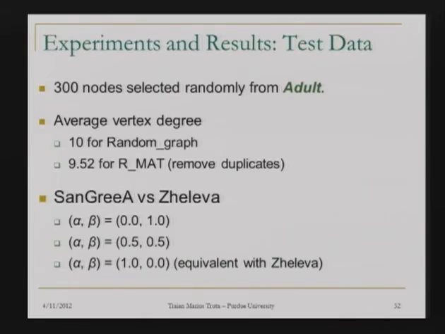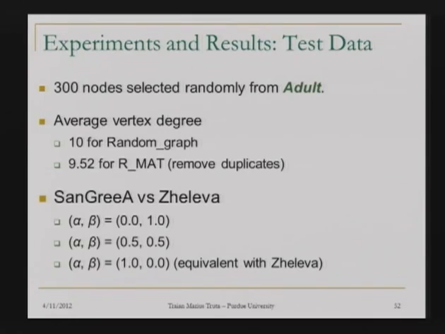And we ran our algorithms only for 300 nodes, so it's quite a small number initially, and we also fixed some parameters when we generated those graphs: 10 for random graphs, and only 9.52 for RMAT, because RMAT duplicates edges, and when we remove those, we are slightly below 10, the average vertex degree for the random graph.